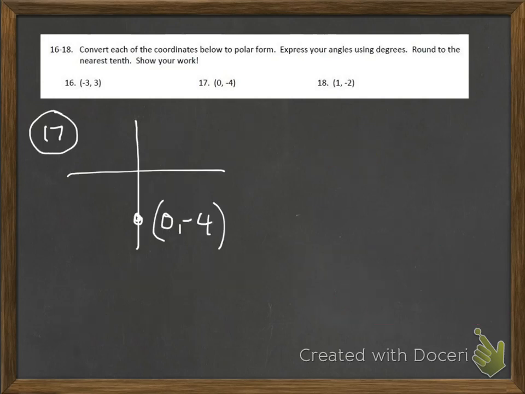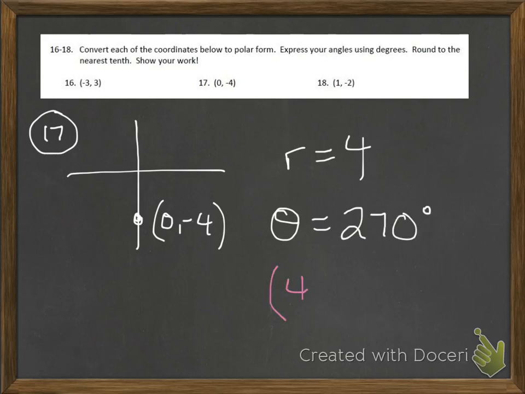On problem 17, if you sketch the point, you'll find that you probably don't need to do any calculating. The point lies on the negative y-axis, and so it's easy to tell what the r value is. That's just going to be 4. And if you look at your unit circle, it's also easy to tell what that angle measurement would be, 270 degrees. And so without doing any calculating and just by sketching, we can determine what our polar coordinates should be.